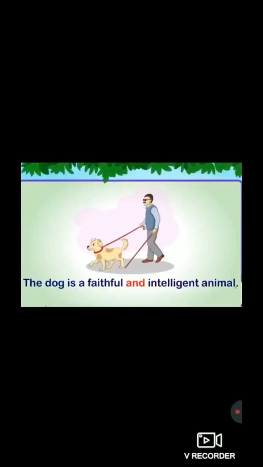So here are examples. The dog is a faithful and intelligent animal. So students, can you see? We are talking about the dog, right? And the dog is a faithful and intelligent animal. So students, in this sentence we are using the word and to join both the words to form a sentence, right?